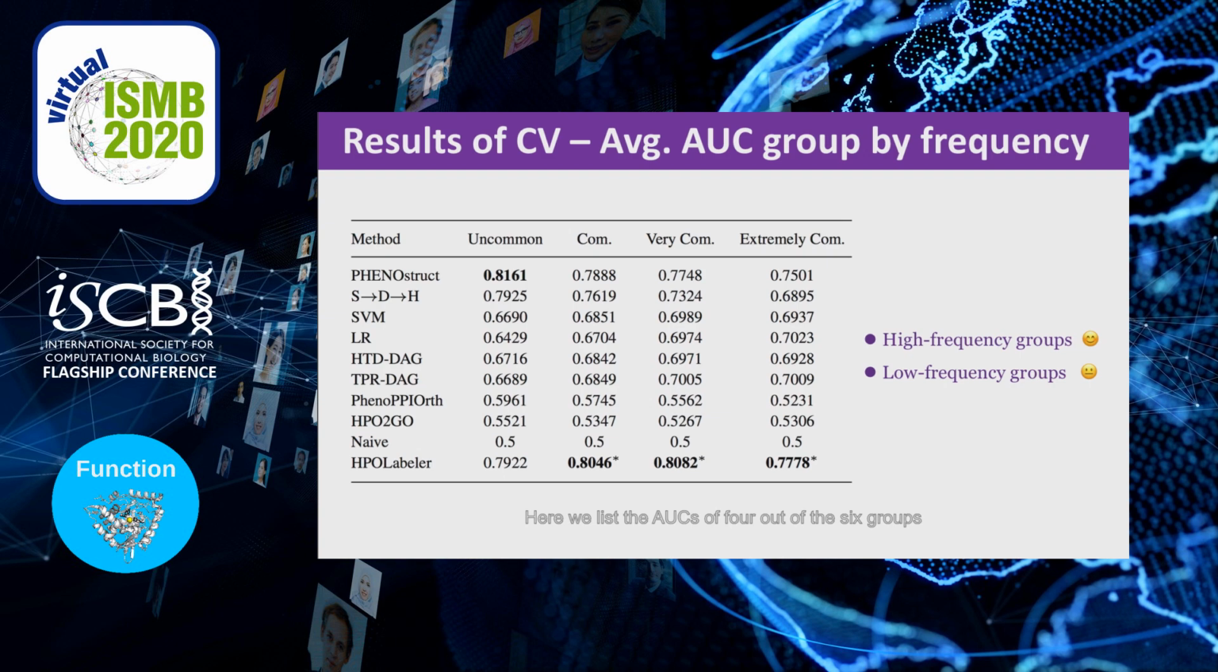Here we list the AUCs of 4 out of the 6 groups, indicating that HPOLabeler outperforms all other methods in high-frequency groups, but falls behind in low-frequency groups. This implies that the performance of HPOLabeler is superior for more common HPO terms.